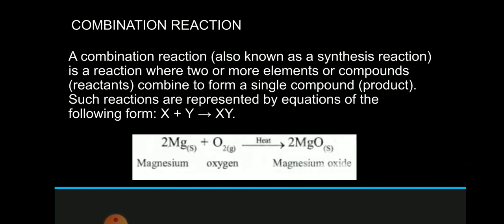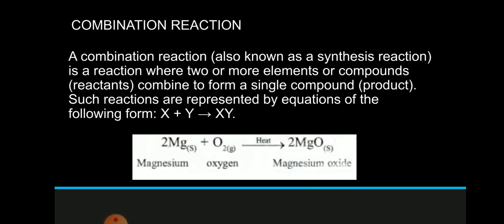Then the next reaction is the combination reaction. In a combination reaction, two or more substances are added up to form a product, and here a new product is obtained. This reaction can even be shown in the form of X plus Y forms XY, when there is a combination of reactants. The left hand side of the reaction shows the reactants and the right hand side shows the product that has been obtained.